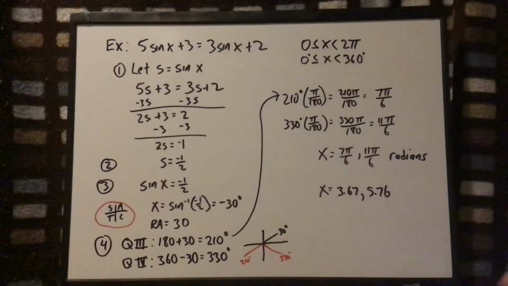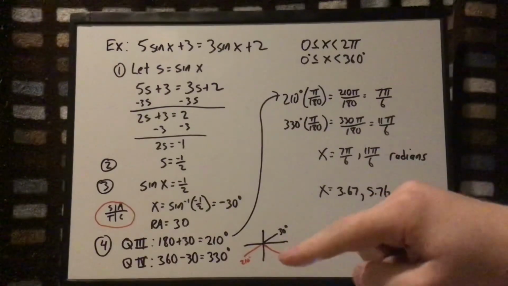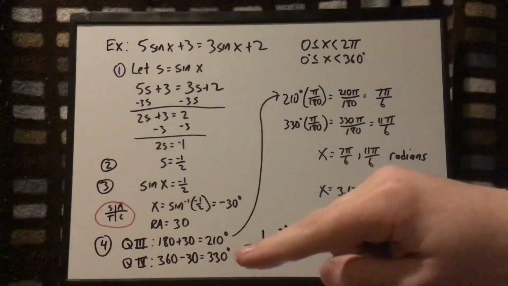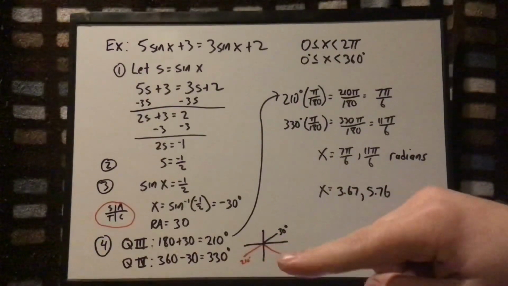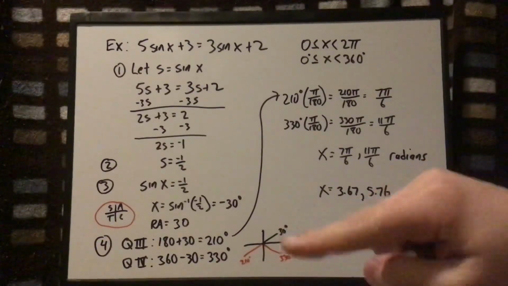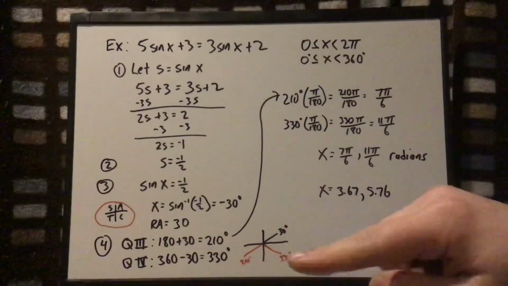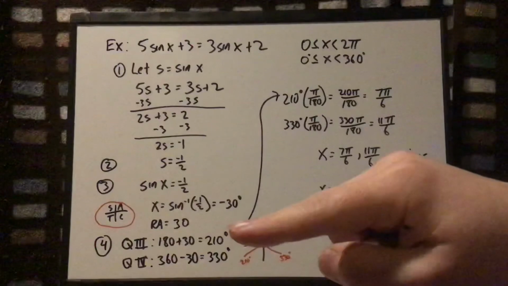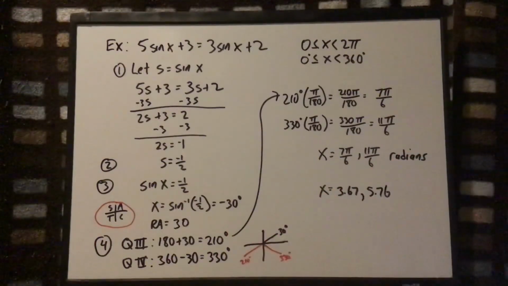And then the other one's in quadrant 4. I need to back up 30 degrees. So I need to do 360 minus 30. Basically those red angles are the mirror images of the reference angle, but they come up with the negative value, and they're the angles that work. So those are my solutions in degrees, 210 and 330.